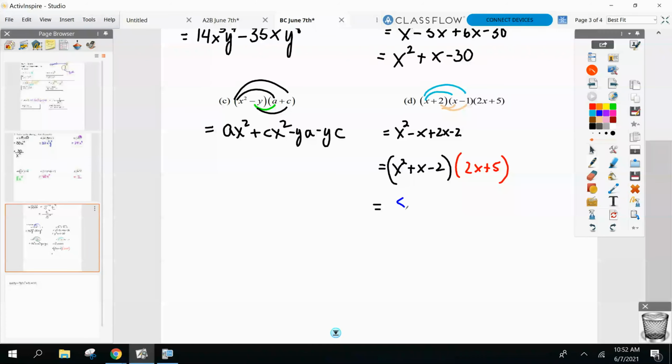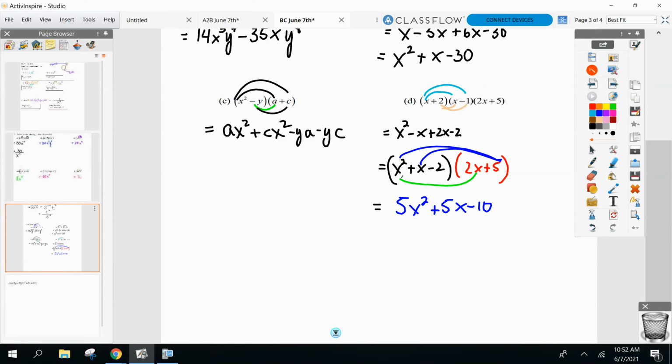Okay, so 5x squared, right? Yeah. Plus 5x. Minus 10. Okay, I'm good there. No issues. Now you're going to distribute what? The 2x. Okay, let's do it.